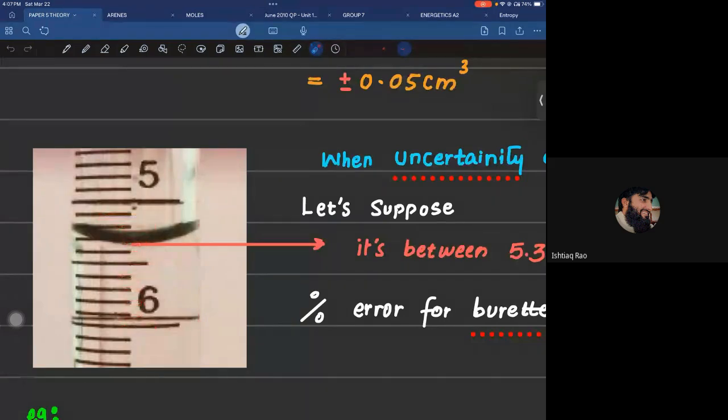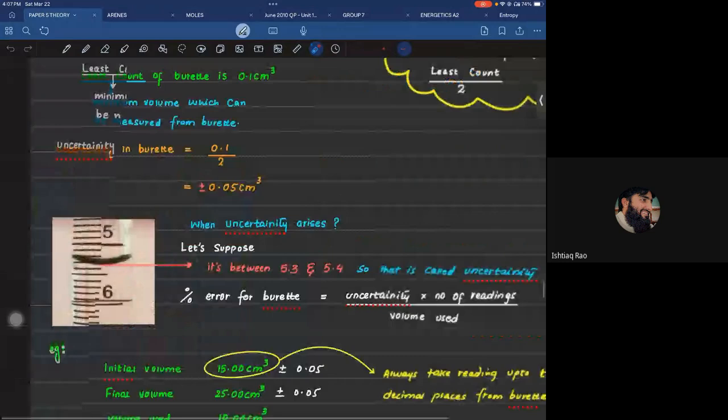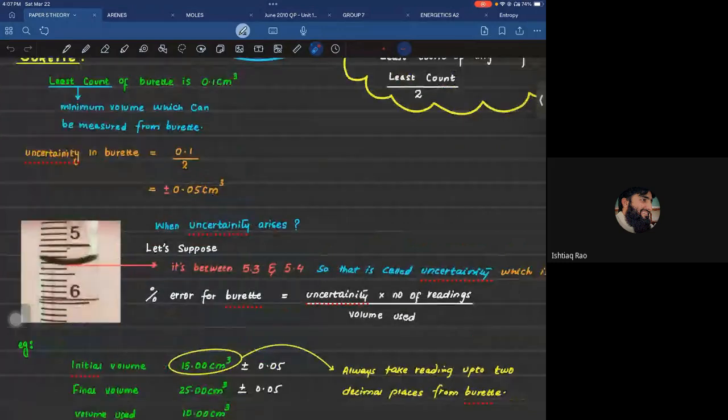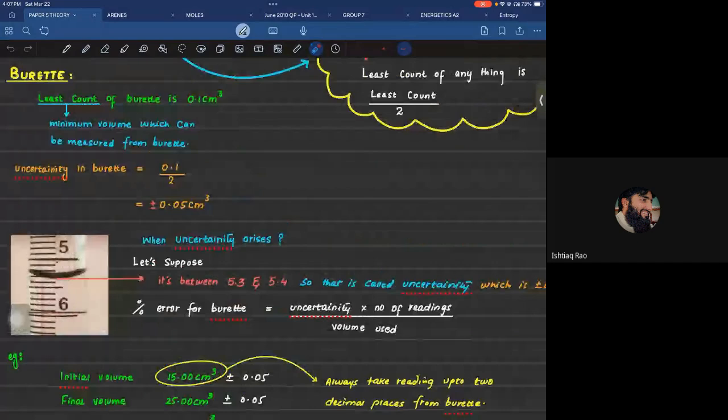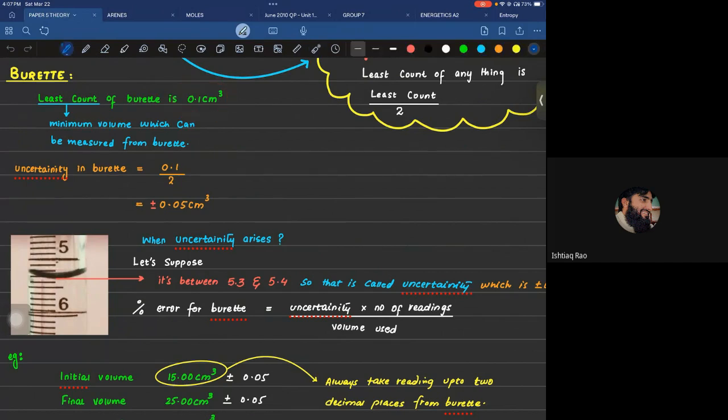What is uncertainty and what is the least count? Least count means the minimum volume which can be measured from the burette. That is called least count. So the minimum volume that we can obtain from the burette is 0.1. So 0.1 is your least count.